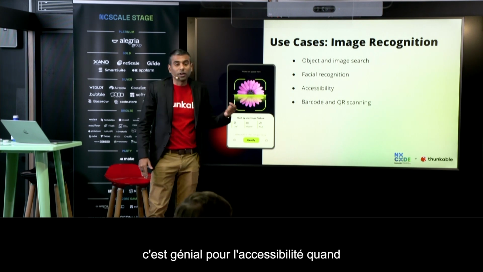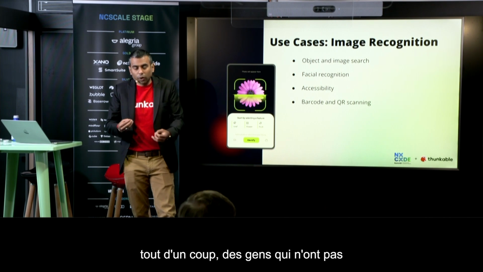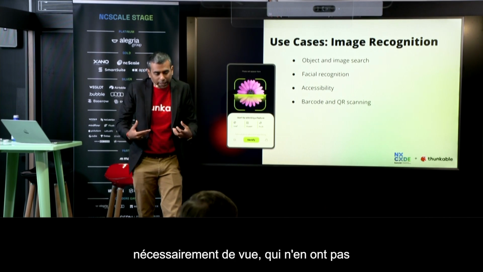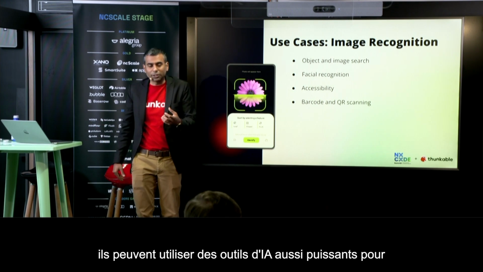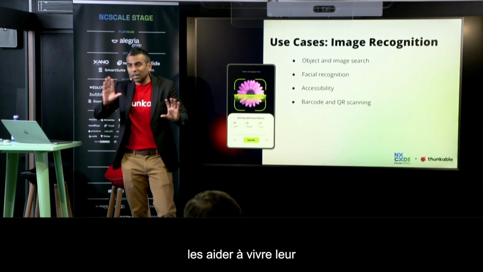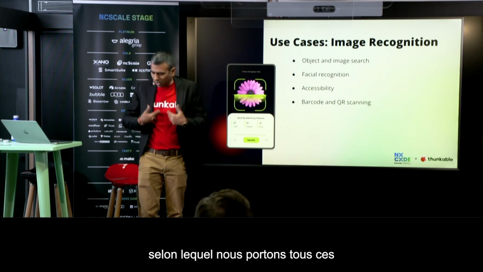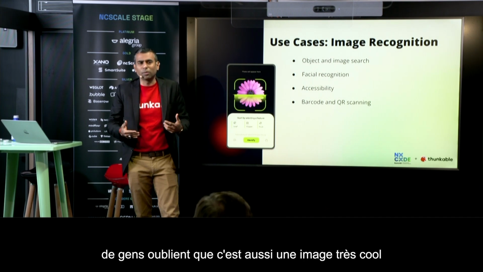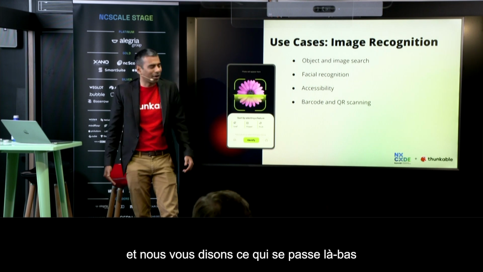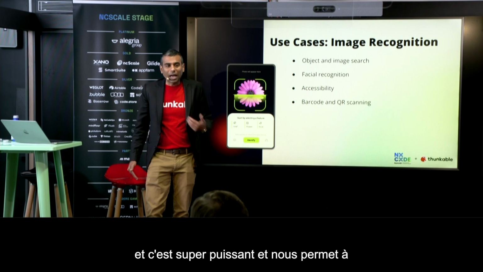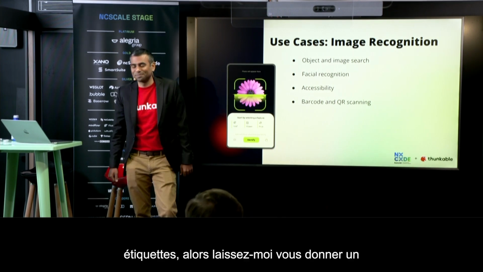It's great for accessibility. When you have image recognition capabilities, all of a sudden, folks who don't necessarily have sight, who don't have proper hearing, things like that, they can use such powerful AI tools to actually assist them in living their daily lives. And of course, a basic one that we all have been wearing: these barcodes and getting scanned. A lot of people forget, that's also very cool image recognition. We look at a barcode and we tell you what's going on there. And that's super powerful and allows us all to connect just with our QR codes on our tags.